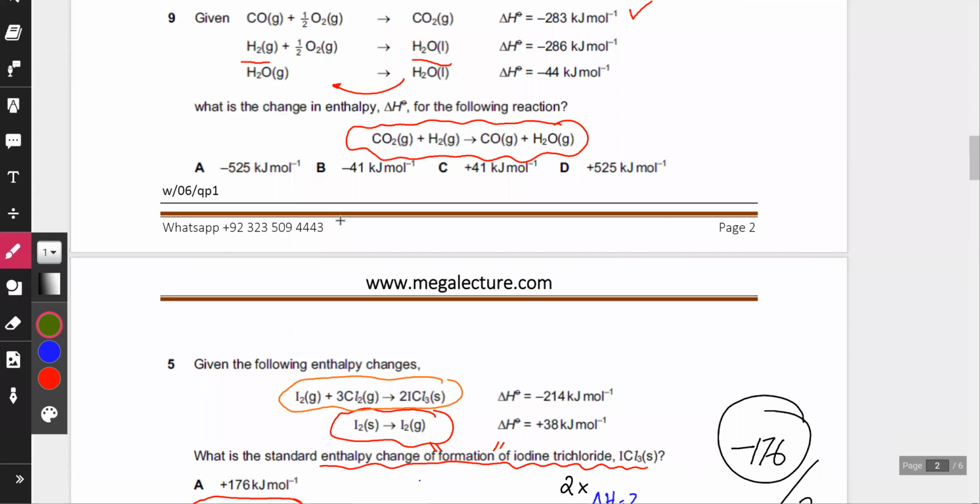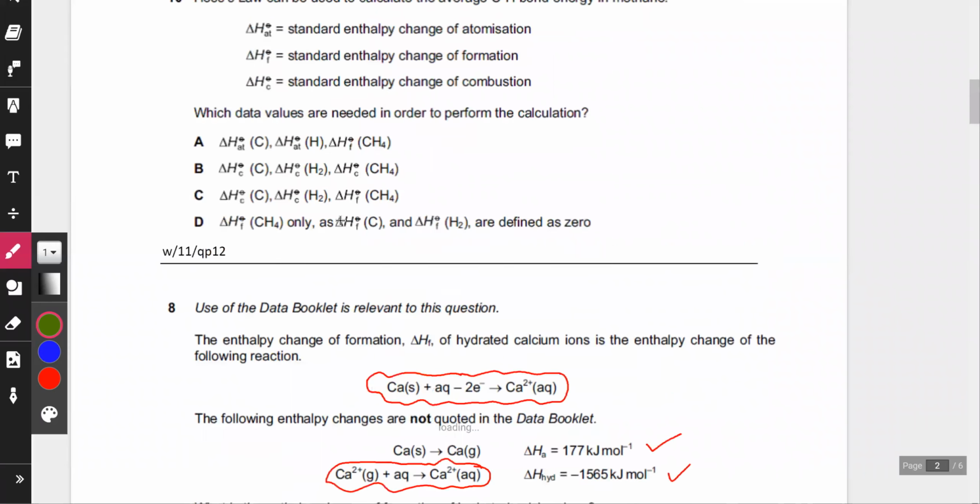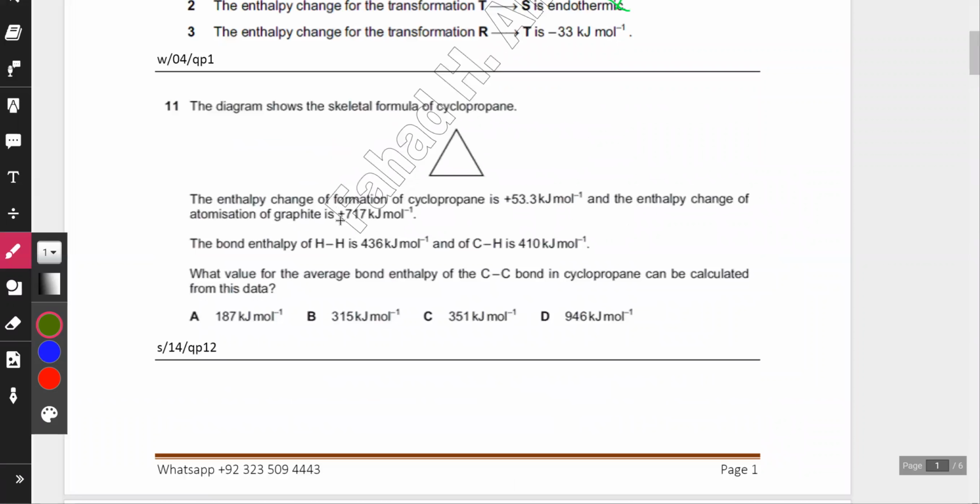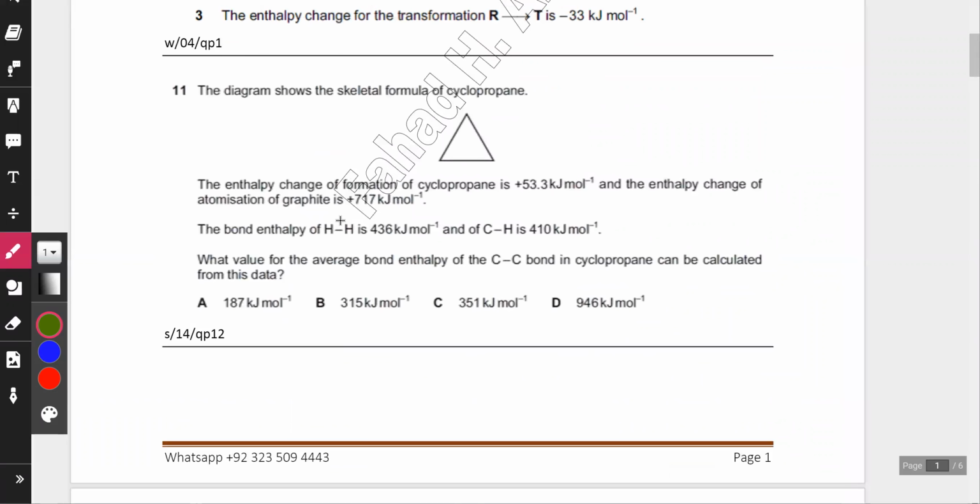Now we're going to do another one, probably this one. And over here, he's saying that the enthalpy change. I mean, this is cyclopropane. He's saying that the enthalpy change of formation of cyclopropane is 53.3. Do you know what cyclopropane is?